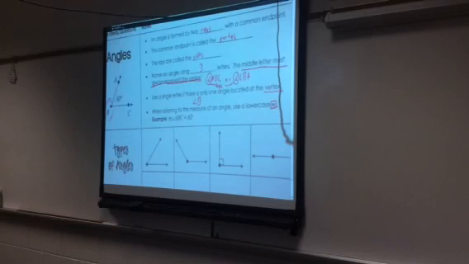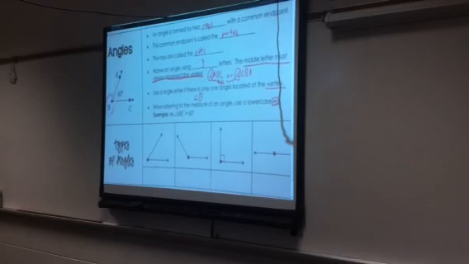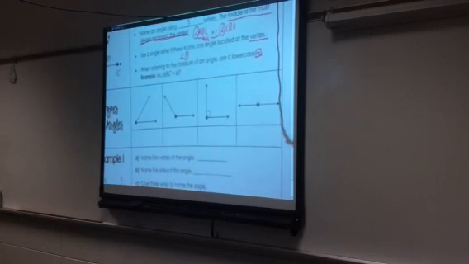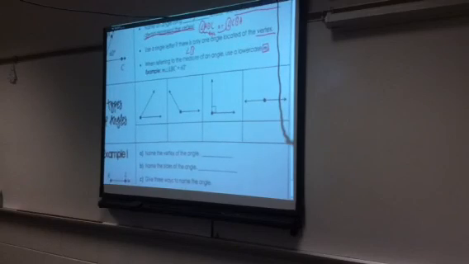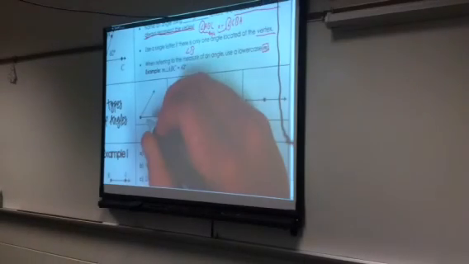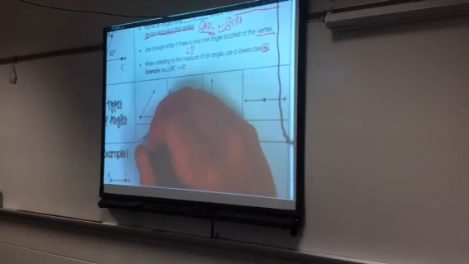Then I have the types of the angles. Hopefully you all already remember all of these. I have less than 90 degrees. What type of angle is that?